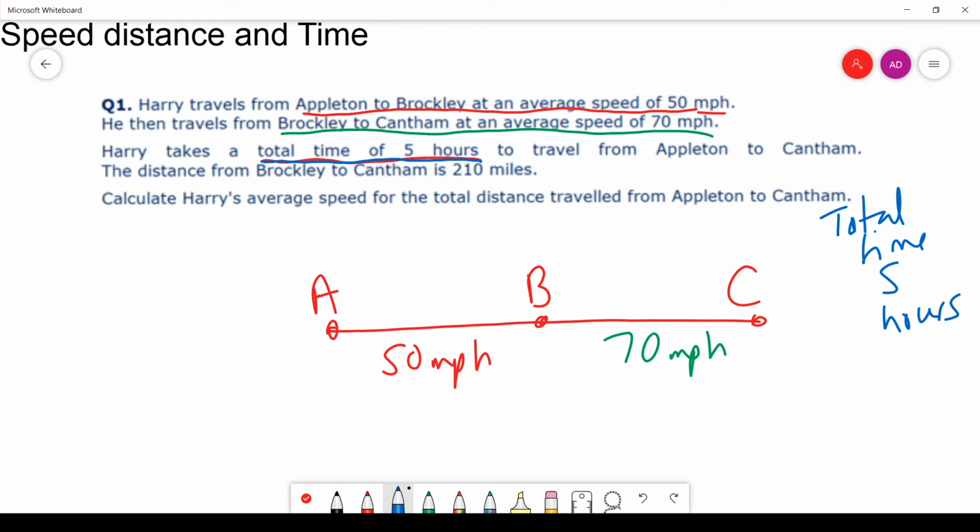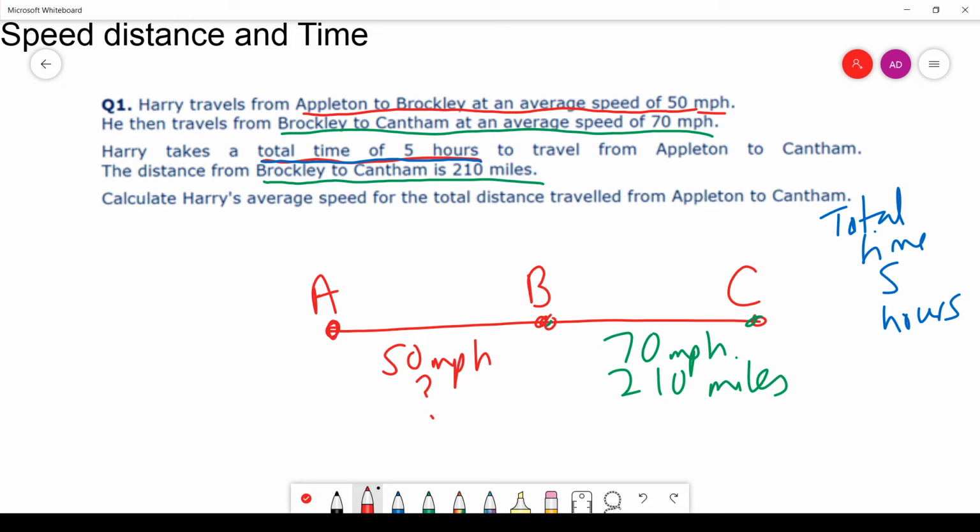The distance from Brockley to Canton is 210 miles. So this bit here, B to C, is 210 miles. Calculate Harry's average speed for the total distance from A to C. Now I've noticed one thing is missing here, and I'm pretty sure I'll need it very soon, is the miles. What's the distance from A to B?